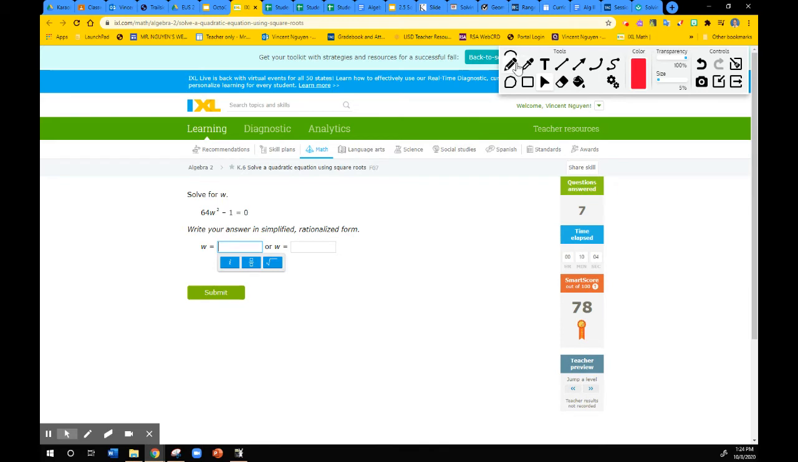This one is not too bad, but it is a little tricky because it is a fraction. So I'm going to show you how to deal with this. First, you always want to get your perfect square by itself. So w squared is going to be by itself. I'm moving the 1 by adding it to 0. I'm also going to move the 64, because I want w to be by itself. Remember, the perfect square has to be by itself. So I'm going to divide by 64 on both sides. So this 64 will go away, and then I get w squared equals 1 over 64.